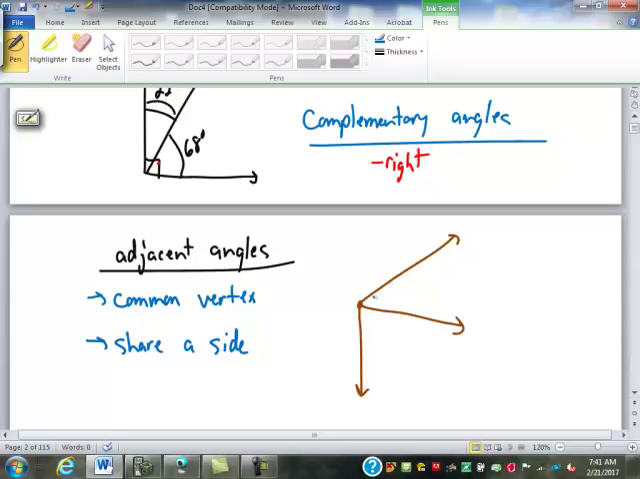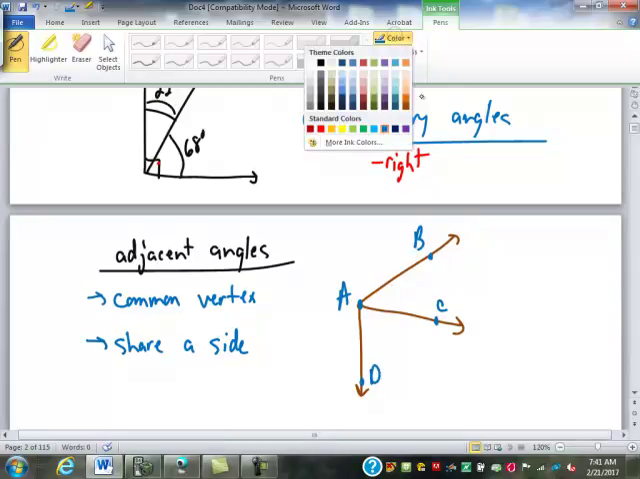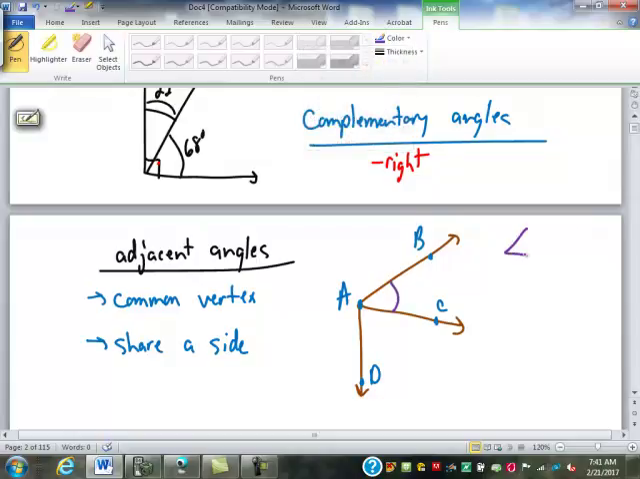So this angle here, let's name these. Let's call this point A, B, C, and D. So if I wanted to name this angle right here, I could name it angle BAC. Notice the vertex must be the middle point, and then the other two must be one point from each side. So I could call this BAC or CAB, it wouldn't matter. The middle letter has to be the vertex, and the other two letters, one has to come from one side, the other has to come from the other side.